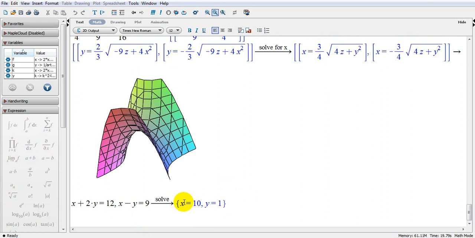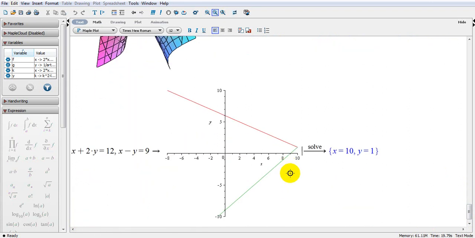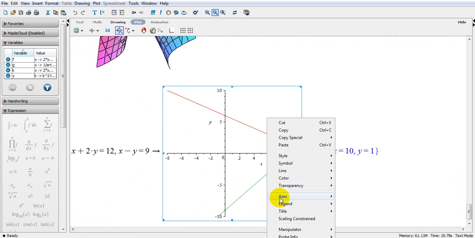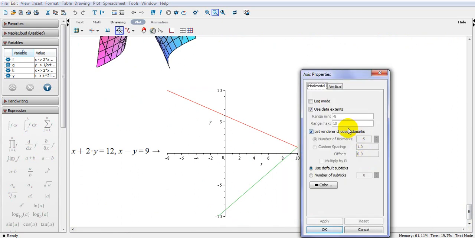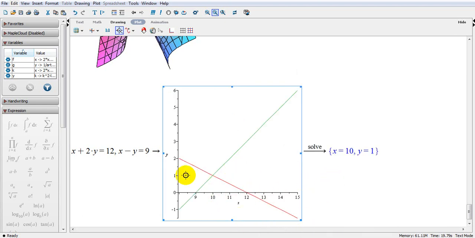The answers are obviously 10 and 1, and let's just plot this and see what it looks like, and whether it matches our expectation. So obviously I have two lines here, and you can see these two lines are intersecting. Maybe I change my axes here, so instead I go from 8 to 15, apply that, and as you can see, this is the intersection of these two lines, which is the geometric representation of the two equations, two variables.